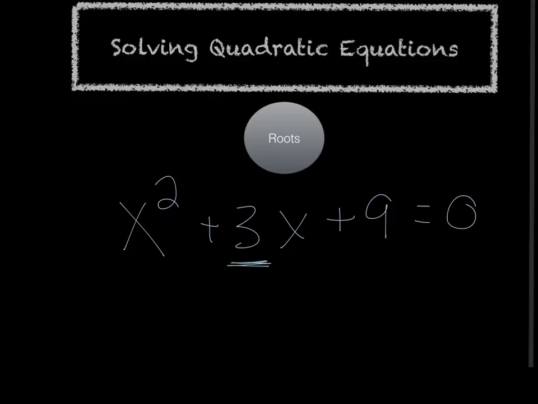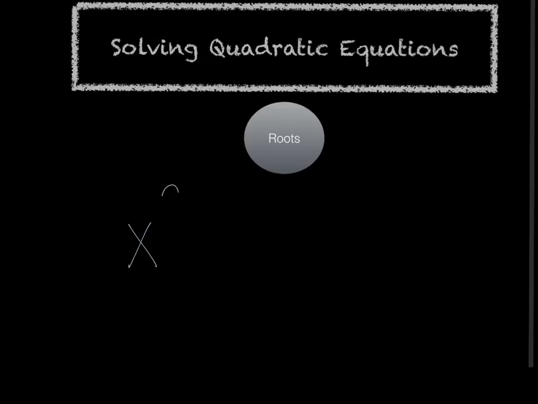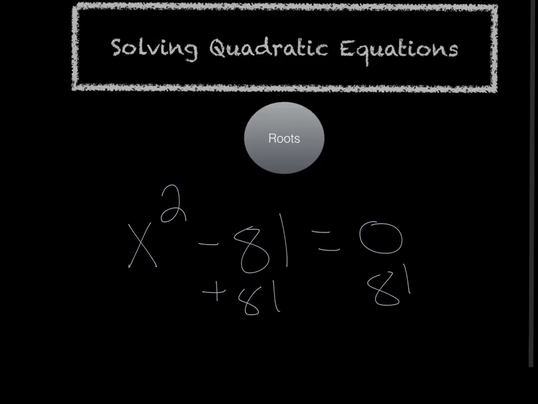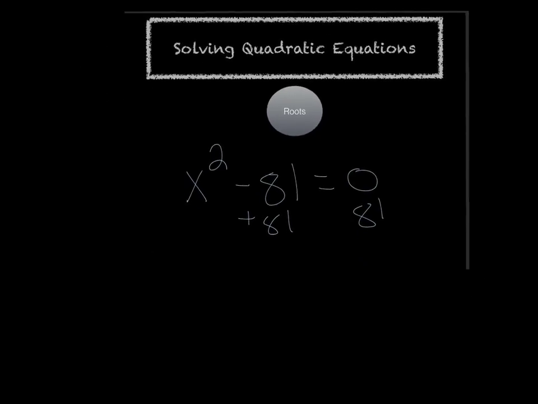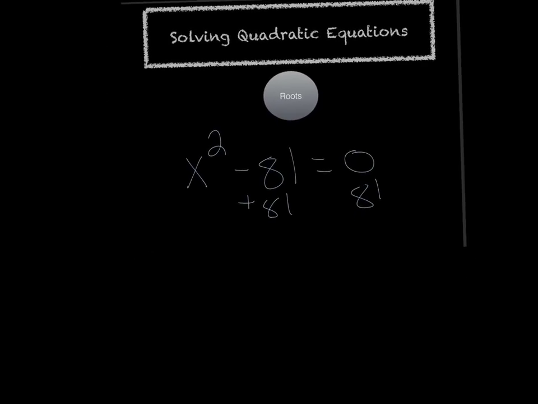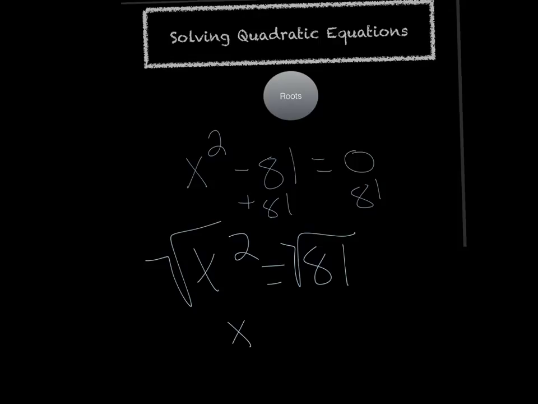So if we're looking for an equation that can be solved using roots, something similar to x squared minus 81 equals 0. Notice we have no b value. So in this situation, we actually don't want our equation equal to 0. We add 81 to both sides, and we are left with x squared equals 81. We now take the square root of both sides, roots, and we're left with x equals plus or minus 9.